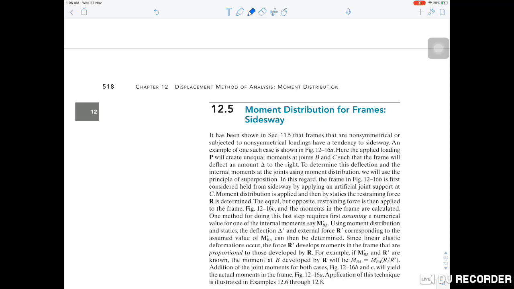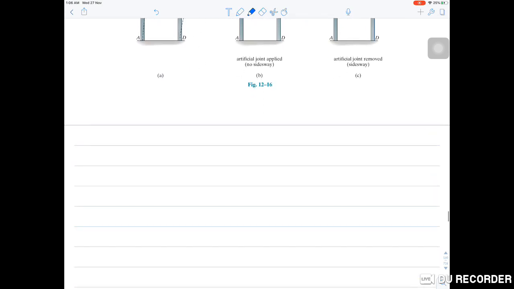Okay, I want to discuss here sidesway frame analysis. Under the textbook, this is chapter number 12, moment distribution method. Actually, some of the theory and concepts regarding sidesway frame analysis have been discussed in chapter 11, which is called the slope deflection method. It includes how to identify a frame without sidesway and with sidesway. Okay, I will start with that.